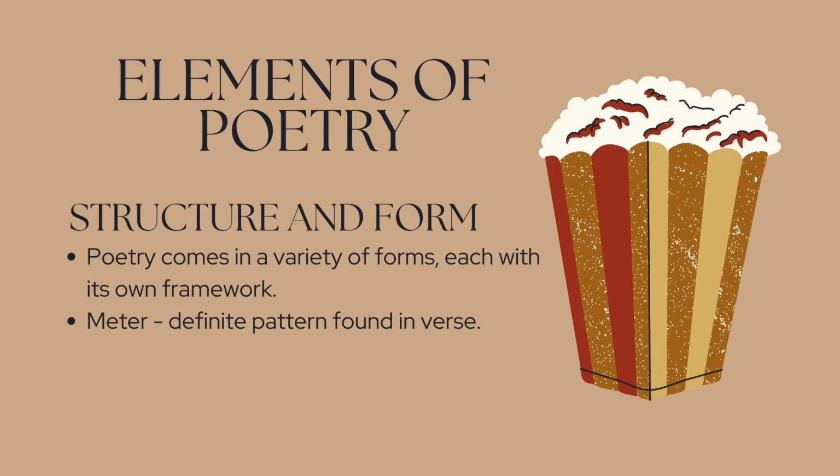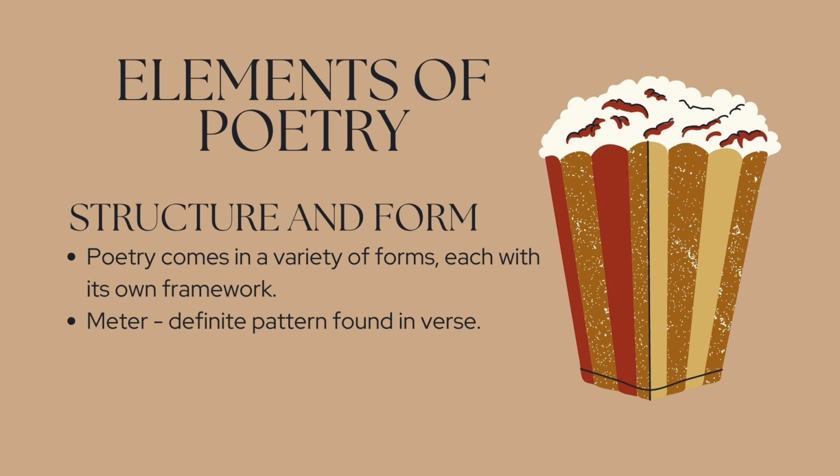So the first one is the structure and form. Poetry comes in a variety of forms, each with its own framework. For example, the sonnet form has a fixed structure which differs from odes. Another one is the free verse poem, which doesn't have the metrical consistency that a blank verse poem has.